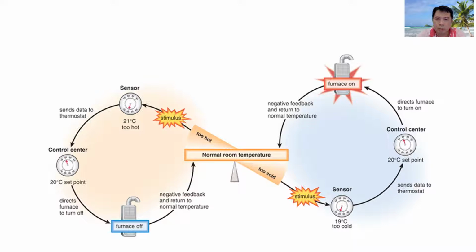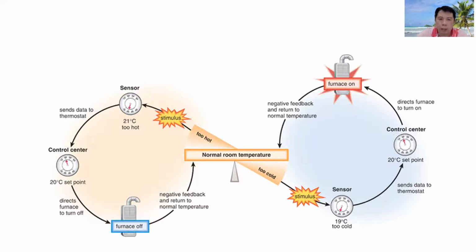So this is the diagram that shows the thermostat just now. This is the normal temperature in the room. When the temperature in the room is too high, the change in the temperature in the room is called the stimulus. This stimulus will be detected by the sensor in the thermostat. Then the sensor will send the data to the thermostat, which is the control, in one part we call the control center. Let's say the set point here is 20 degrees Celsius. That means the stimulus, the temperature in the room, is above the set point of 20 degrees Celsius. Then it will direct the furnace to turn off so that no more heat is produced.